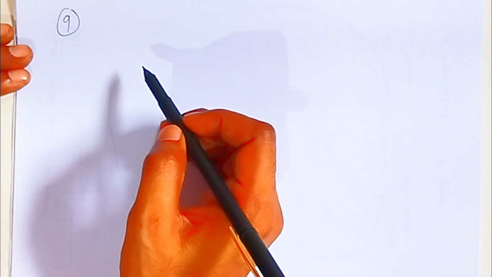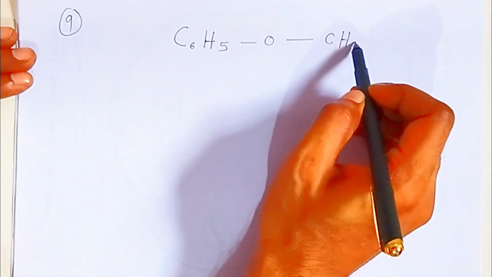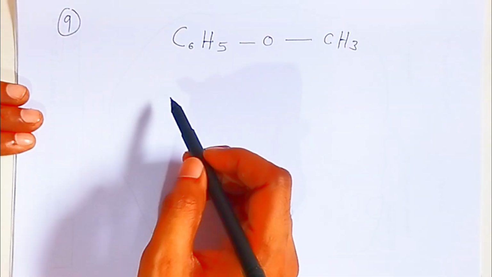The 9th molecule that we are going to see, students, is when the hydrogen of benzene is replaced by methoxy. Okay, students.